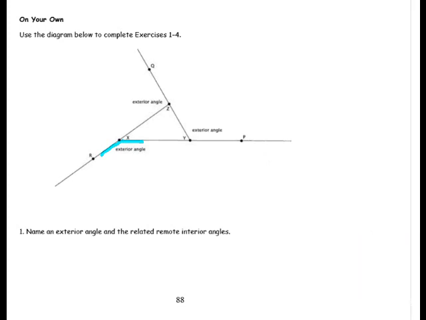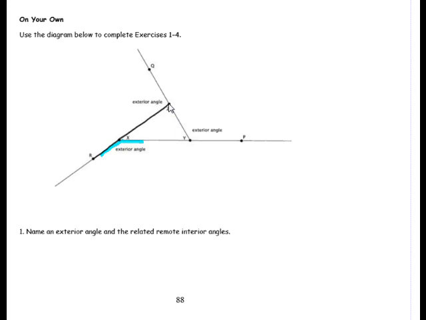Now let's take a look at what we call exterior angle of a triangle. An exterior angle is formed when one of the sides of the triangle is extended. So here we took this side of the triangle and extended it, and that formed this exterior angle. The interior angles are inside the triangle. The exterior angle is outside of the triangle along the extended side.